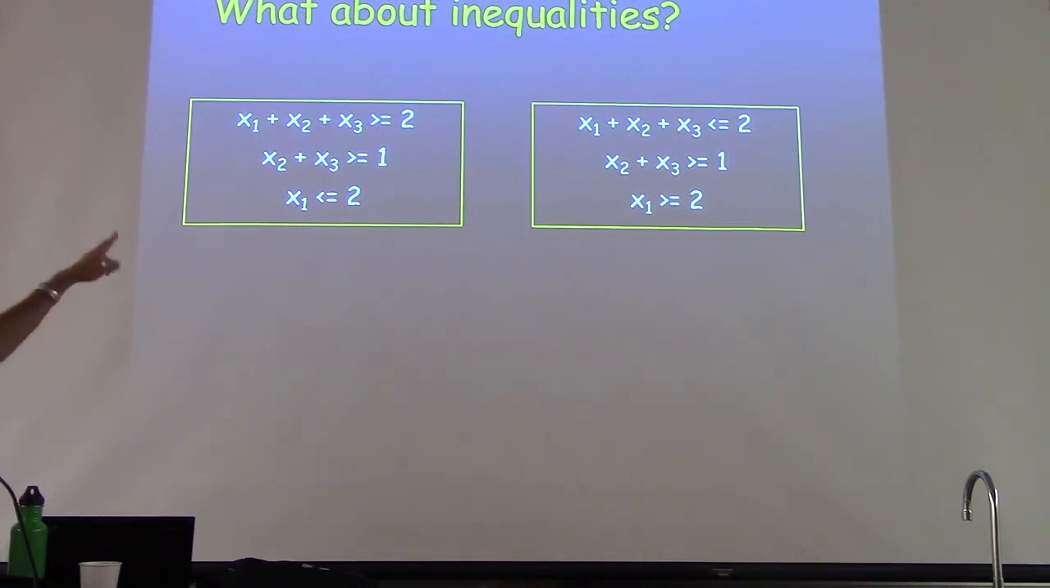So suppose you have a bunch of two systems like this. Okay. So is either of these feasible or infeasible? What about the first one? Is this feasible?